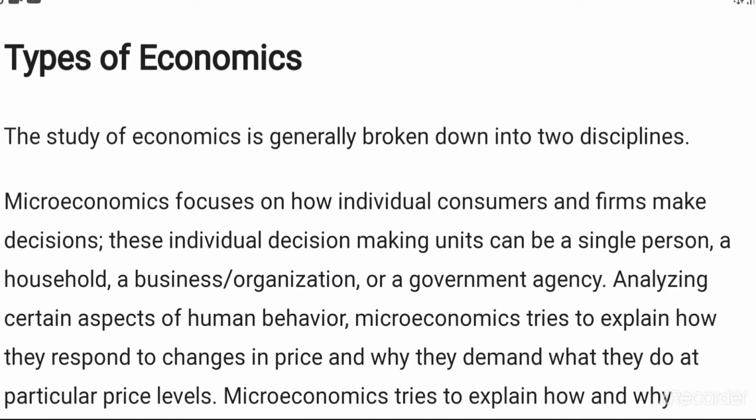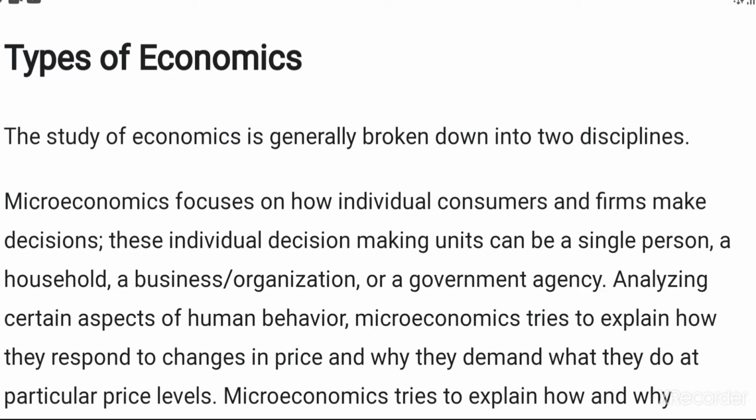Types of economics. The study of economics is generally broken down into two disciplines: microeconomics and macroeconomics. Microeconomics focuses on how individual consumers and firms make decisions. These individual decision-making units can be a single person, a household, a business organization, or a government agency, analyzing certain aspects of human behavior.